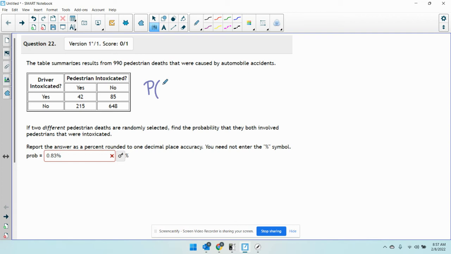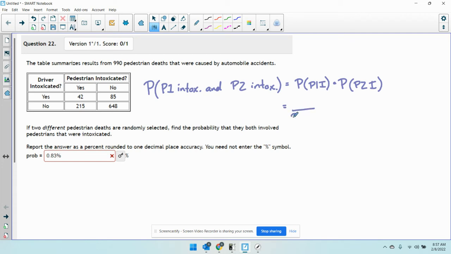So this is the same thing as saying the probability that P1, the first pedestrian, was intoxicated, and P2 was intoxicated. Well, since they're not independent of one another, this is just going to be the probability that the first was intoxicated, P1I, times the probability the second one was intoxicated, P2I. Well, what is the probability the first one was intoxicated?